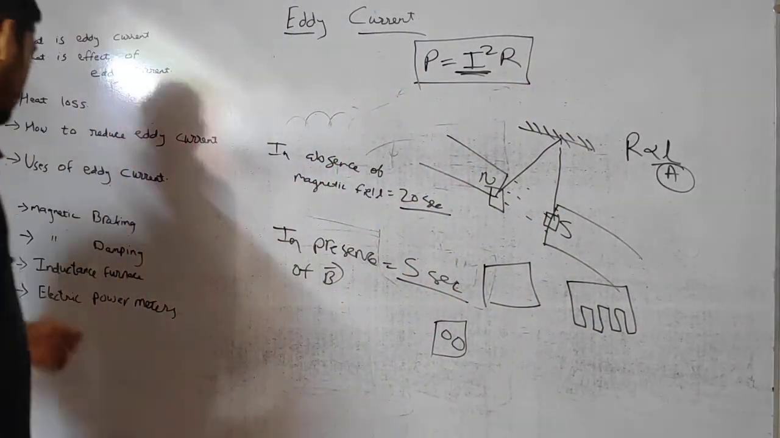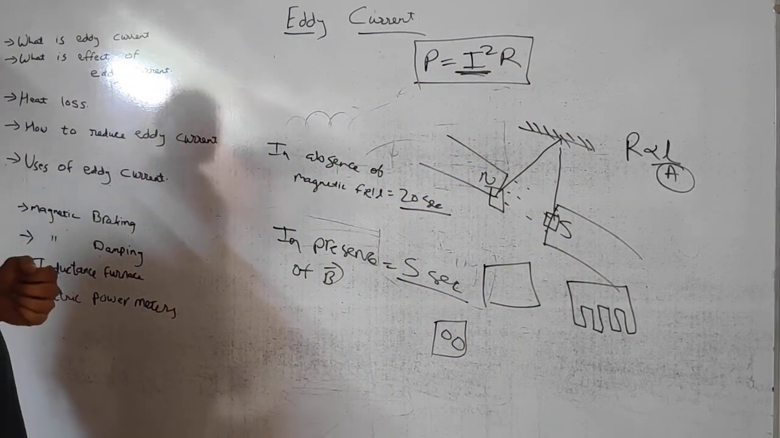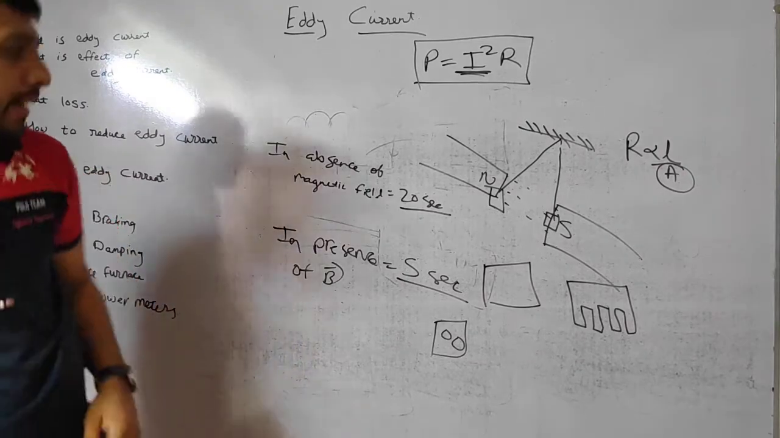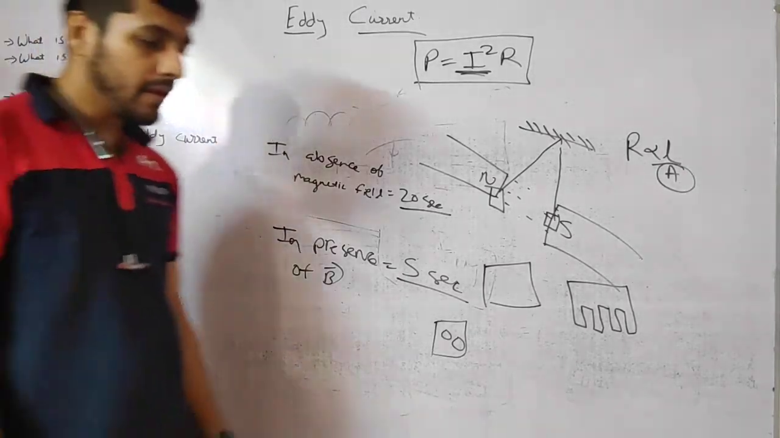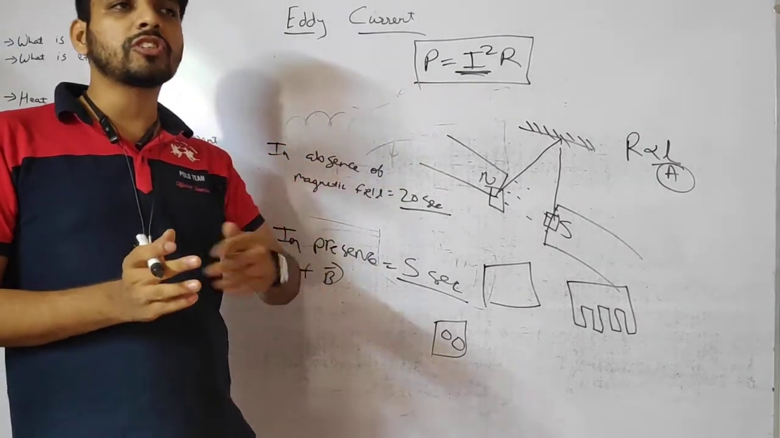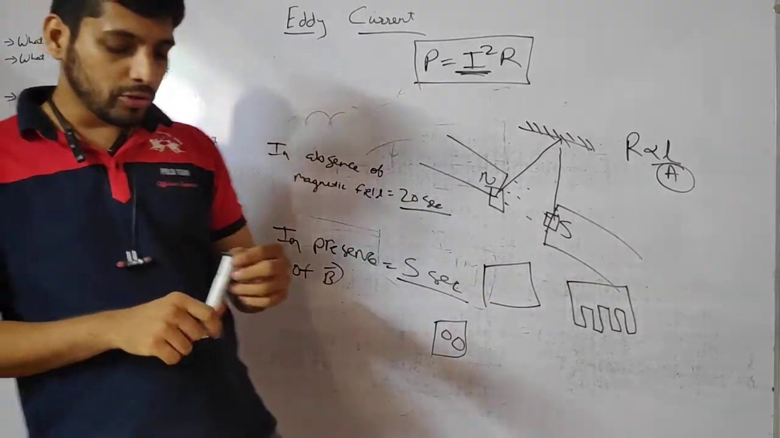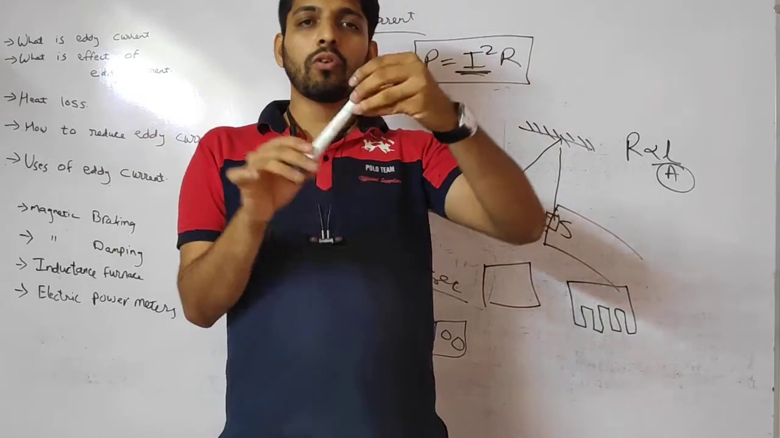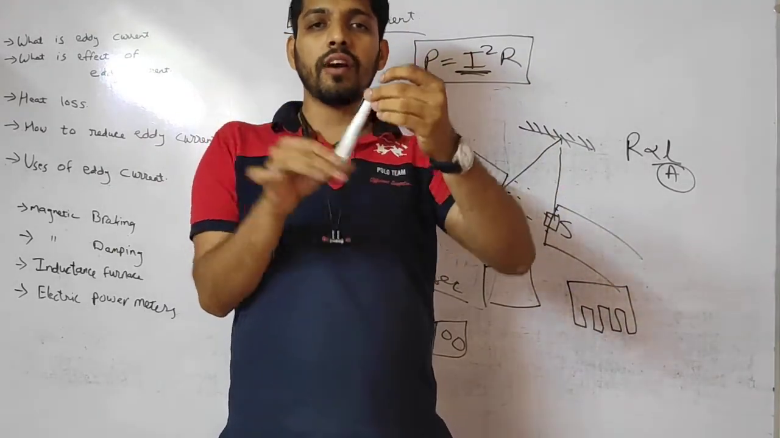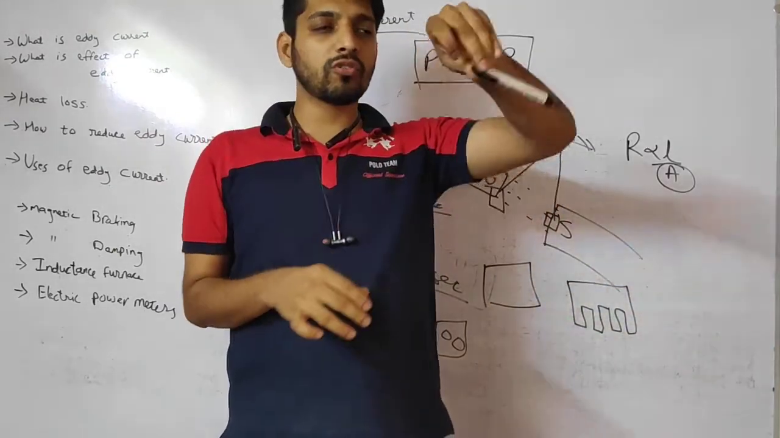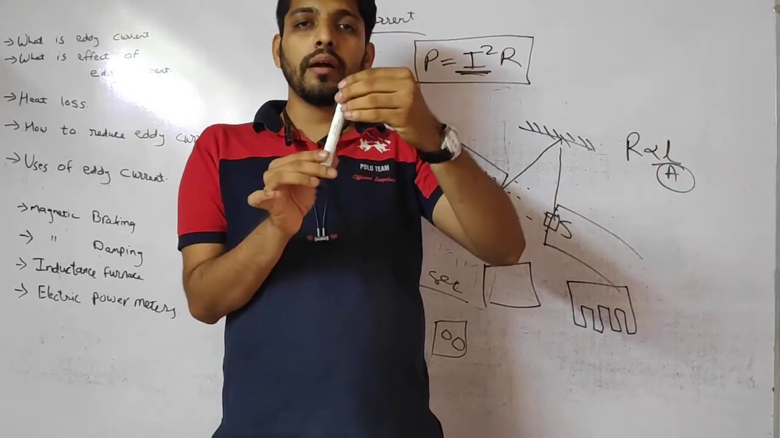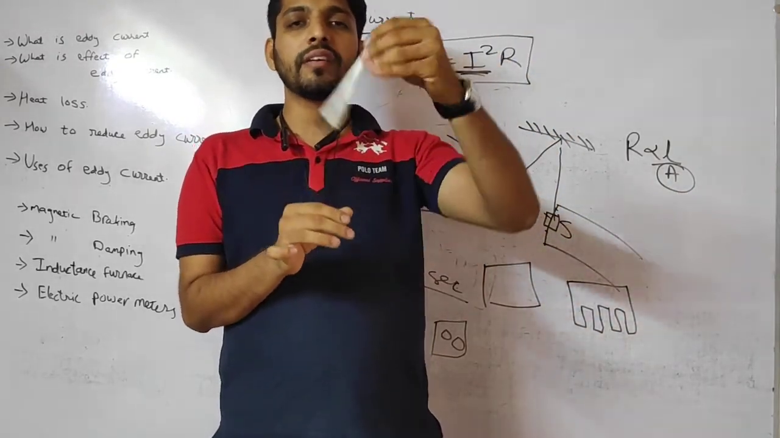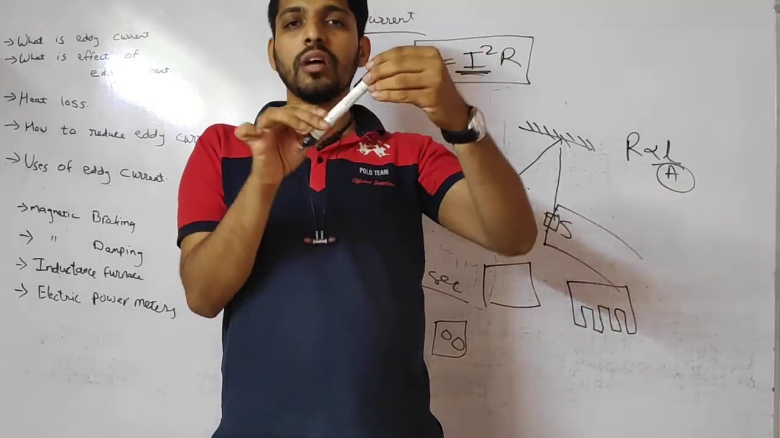Okay. Next are the uses of eddy current. What are the uses of eddy current? The first one is magnetic damping. Okay, what is magnetic damping? Magnetic damping means reduction in the amplitude. What is amplitude? Suppose this was the pendulum. Amplitude is the farthest point. Okay. So if this was the amplitude of this pendulum, then what is magnetic damping doing? It reduces the amplitude.